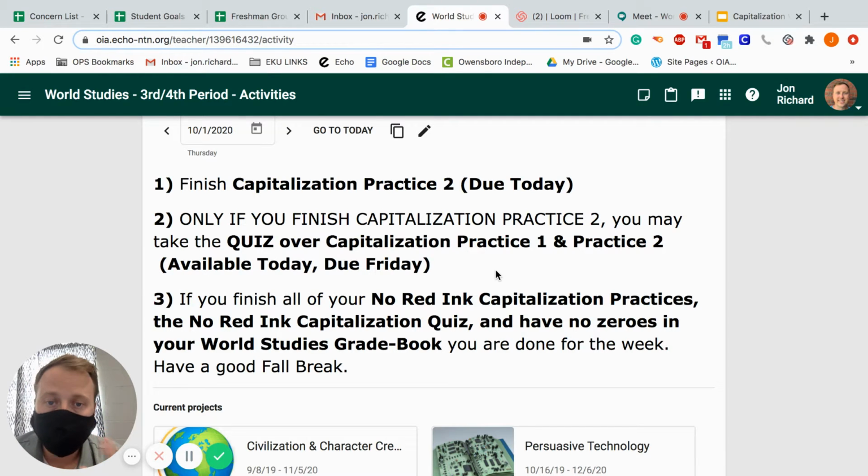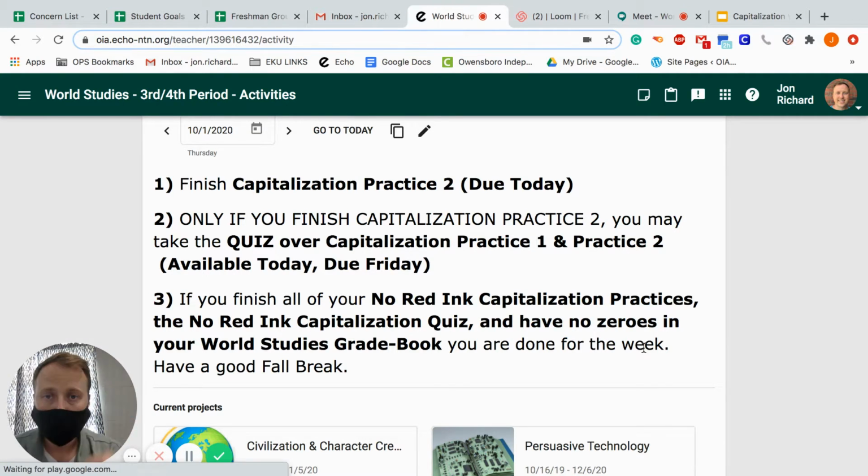So if you finish the quiz today, and looking at number 3, if you finish all your No Red Ink capitalization practices, then you finish the capitalization quiz, and you have no zeros in the World Studies grade book, you are done for the week, and you can have a good fall break. You don't even have to come to class tomorrow if you are done with all that, okay? But until you are done with all that, you should be attending my class, okay?